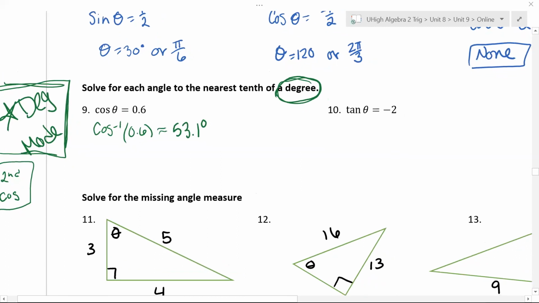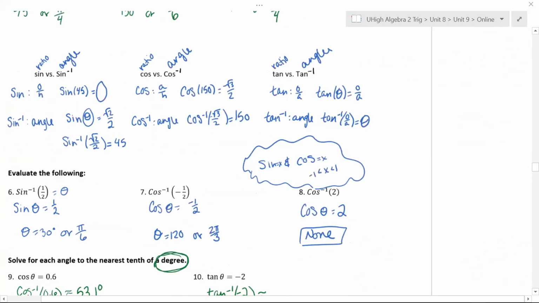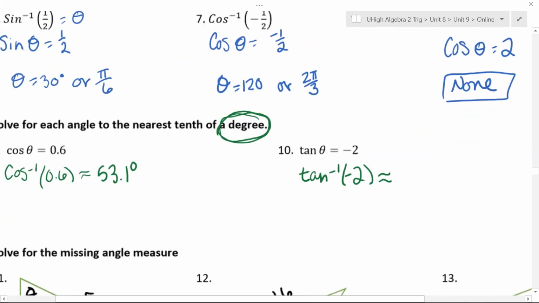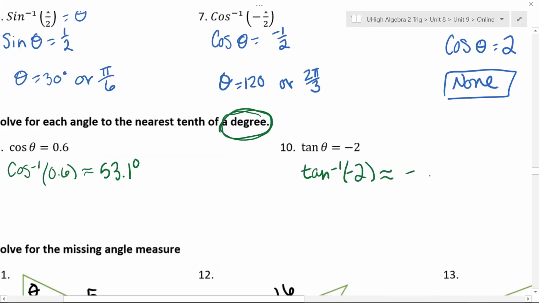Then we're going to do the same thing for the tangent. We're going to rewrite this as our inverse tangent of -2. And when we type that into our calculator, we should get approximately -63.4 degrees.